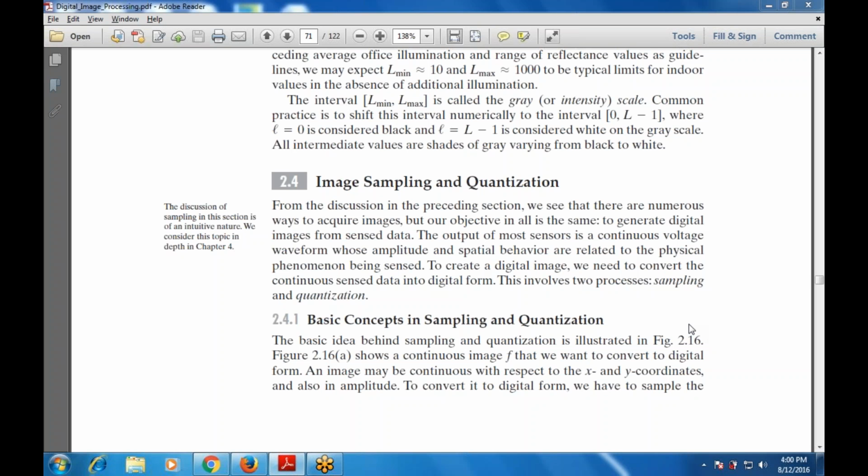This is similar to the equation that we discussed with the Weber ratio, with L min and L max considered as a log value, the shades of gray that vary from black to white. Everything is the same, but the difference is that now we are going to study what images are used for sampling and what images are used for quantization.